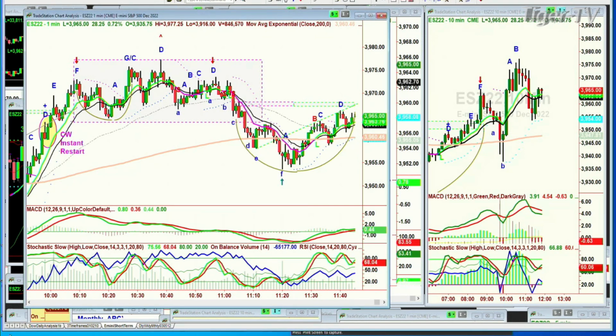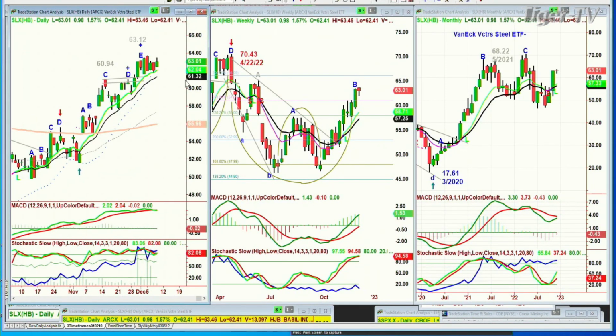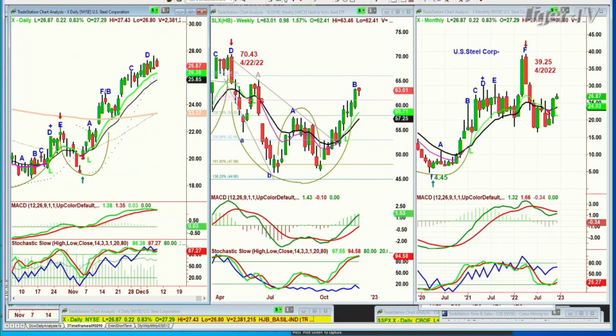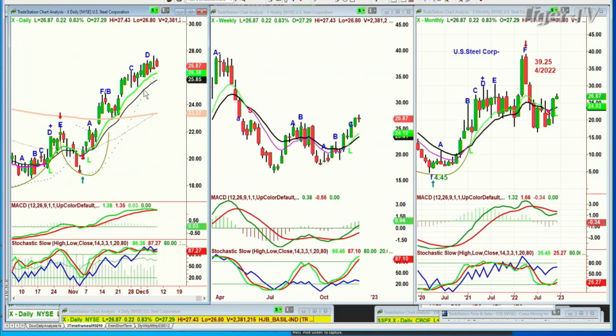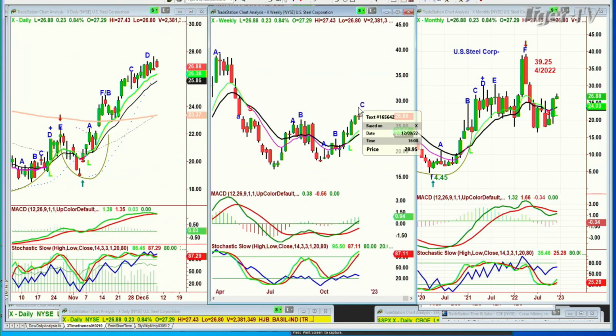All right, let's get back to this story that I was looking at. The SLX, which is the Van Eck Vector Steel ETF, has done very nicely. X, which is U.S. Steel. Look at that, leg D gone to a leg E, maybe a peak E today. Just a steady move way above the 200 period moving average. Actually, on a weekly basis, we've got to wait till Friday. But this will be the second week that it closes above the arch formation, which says great because you've raised the base of support if you can do that. So let's wait for tomorrow at 4 o'clock for the close.